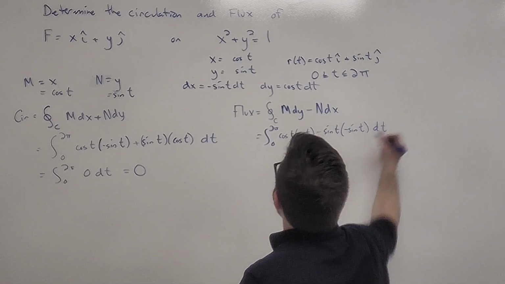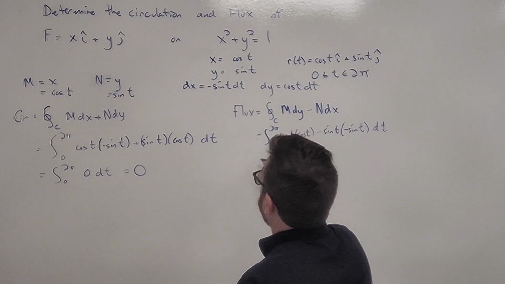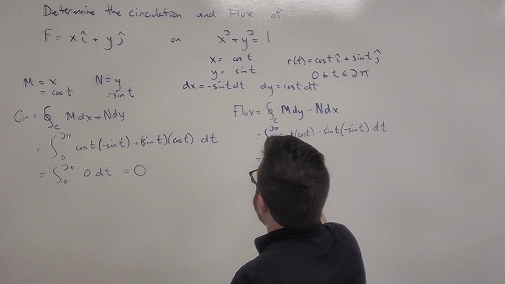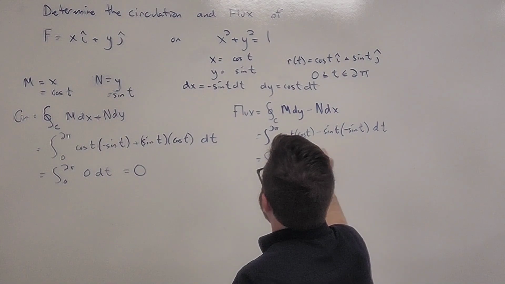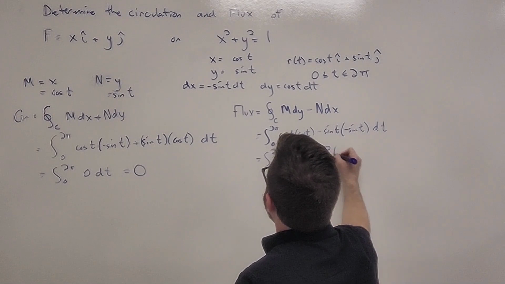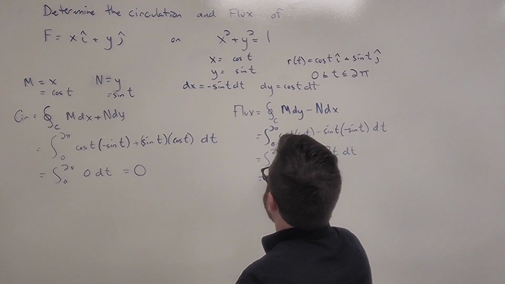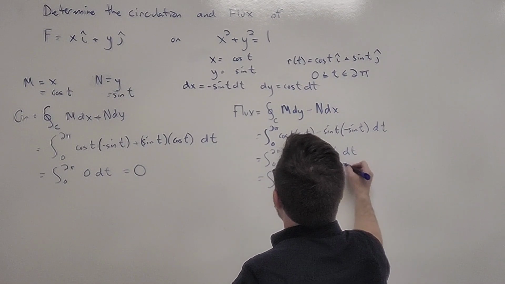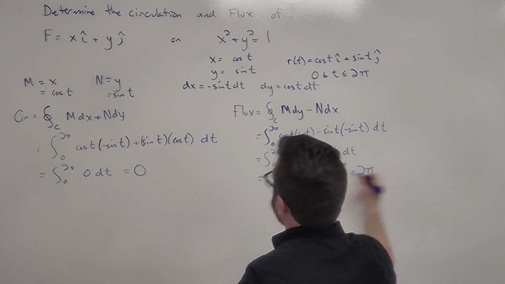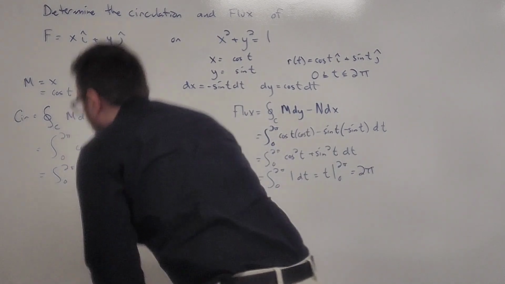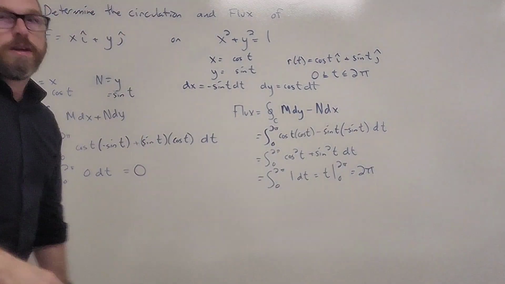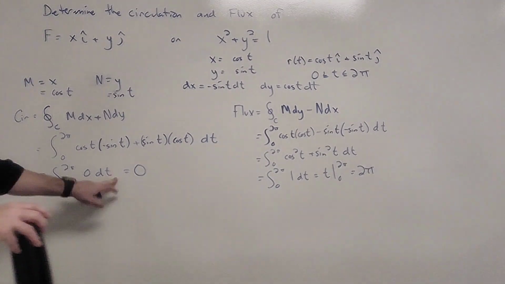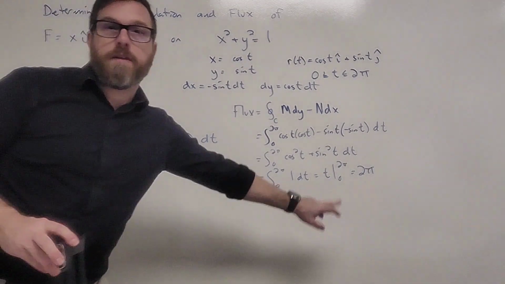So there's your dt's. We get the integral from 0 to 2 pi of cosine squared of t plus sine squared of t dt. So this is going to be the integral from 0 to 2 pi of 1 dt, which is t evaluated from 0 to 2 pi. So this is equal to 2 pi. And I want to show you the field, so I can explain why this has 0 circulation, but it does have flux.